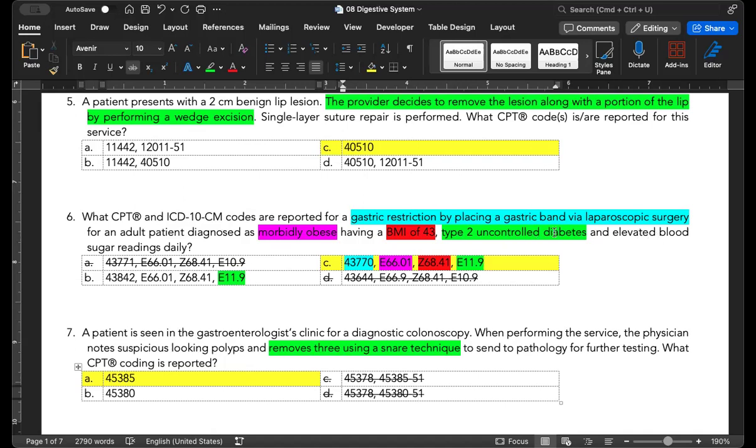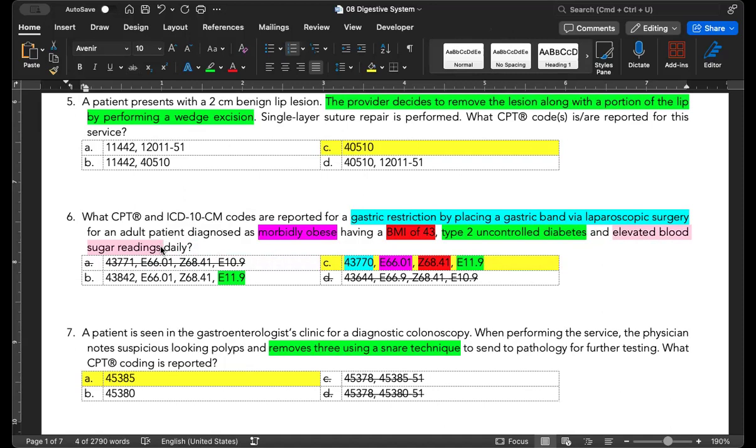So here, the scenario is telling us that they have elevated blood sugar readings. So that's hyper, right? So we should go look at diabetes by type and then with hyperglycemia. Okay. So if you go underneath diabetes, type 2, and then hyperglycemia, what code does that give you?